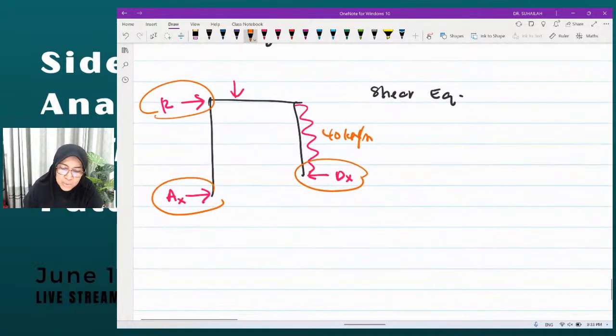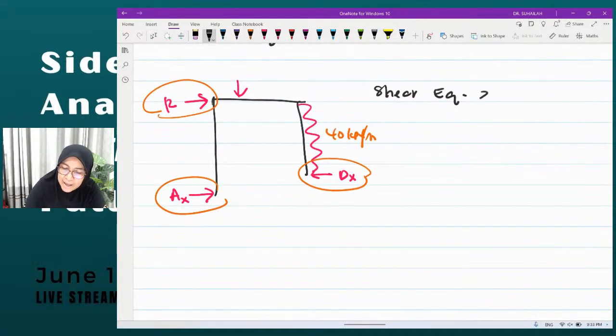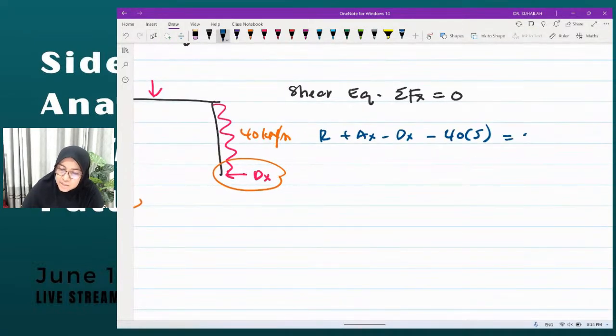So the shear equation is total Fx equal to 0. We write one equation including all the horizontal forces from the diagram. All horizontal forces, so it includes R, AX minus DX minus 40 times 5. So this is the shear equation.